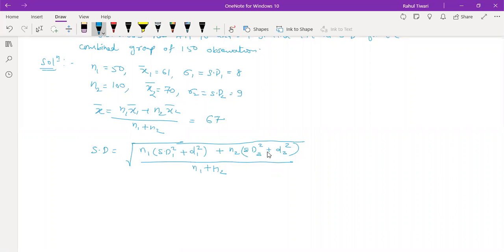अब इसमें D क्या है? What is my D? D1 is equal to X1 minus X bar. So whatever D you are going to compute, it is going to be X1 minus X bar. तो क्या मिलेगा? X1 minus X bar, which is going to be minus 6. Similarly, you can find D2, X2 minus X bar, which is 3. Correct? Are you getting it, students?